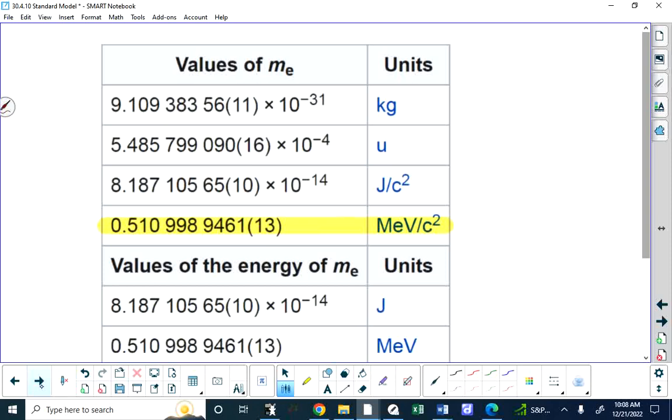You'd get 0.510998, and it's rounded to 0.511. It's kind of like the incompatibility with Planck's constant when we do photon energy calculations. Sometimes you get a slightly different answer.